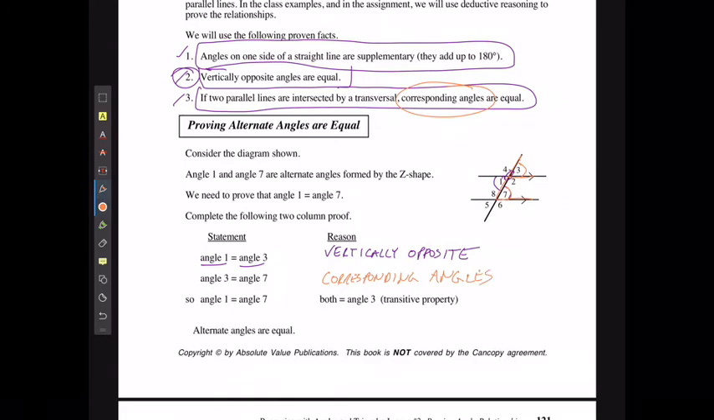Which means that if 7 is equal to 3 and 1 is equal to 3, then logically 1 has to be equal to 7. We refer to that as the transitive property. Both 1 and 7 are equal to 3, which means they also have to equal each other. And there we've proven it.